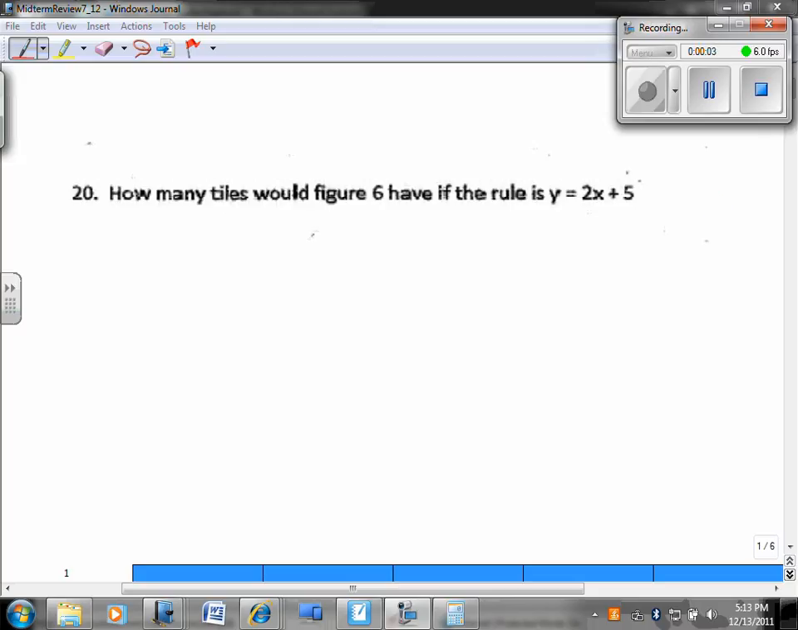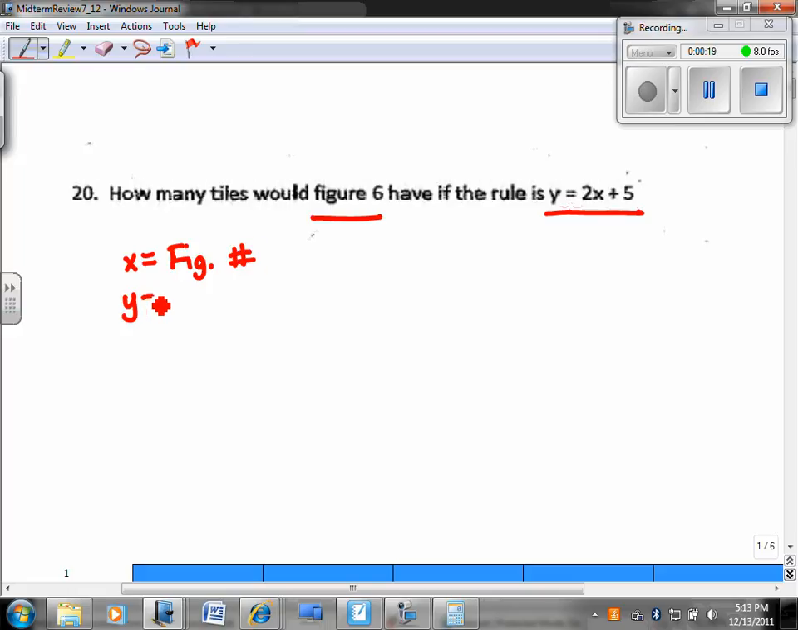Problem 20. How many tiles would figure 6 have if the rule is y equals 2x plus 5? Well, this is pretty easy. We know that when we're working with tiles, x is our figure number, and y is our number of tiles. So we're just reminding ourselves there. And then we have our equation. Y equals 2x plus 5.